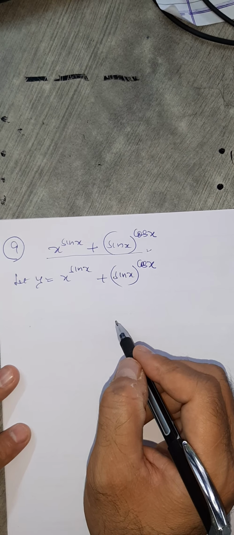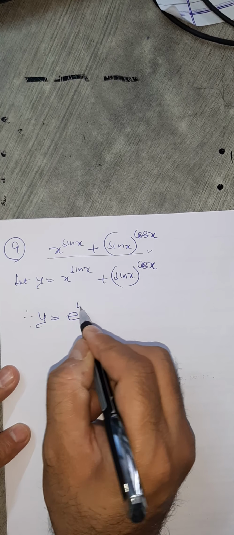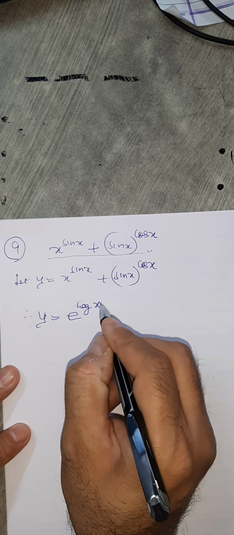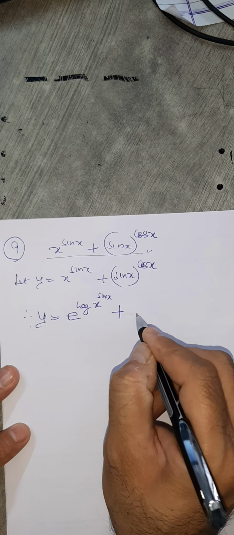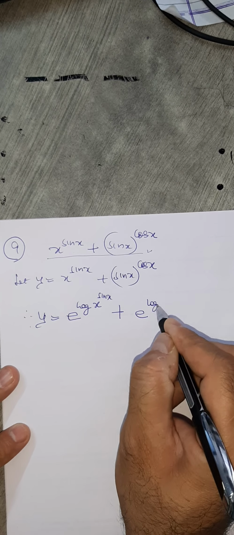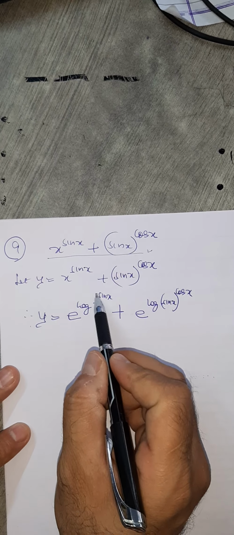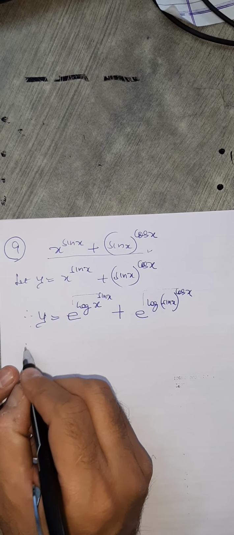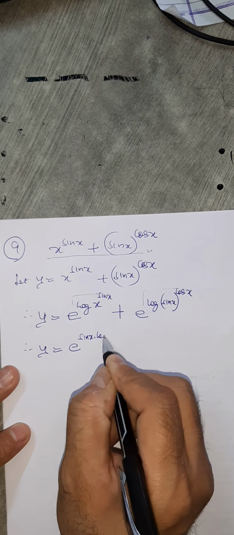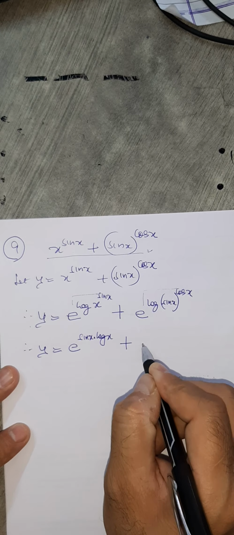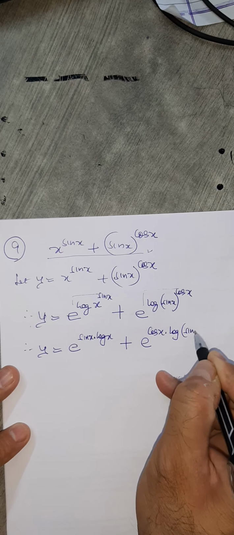Let me call this y here. So y equals e raised to log of the given expression, that is x raised to sin x, and that sin x will come in product, that I'll show in the next step. Plus e raised to log of sin x raised to cos x. Next step, this will be in the product, this will be in the product. So y equals e raised to sin x into log x plus e raised to cos x into log of sin x.